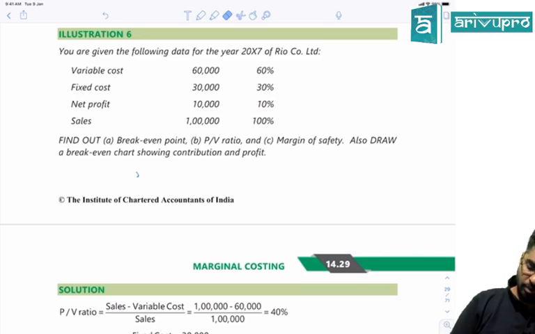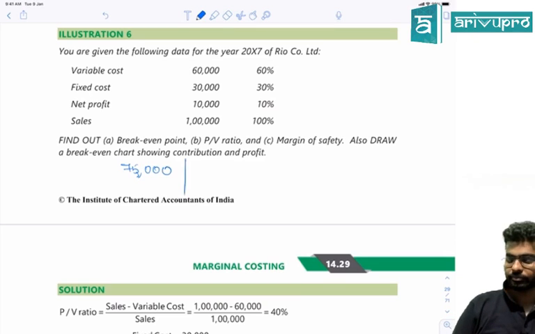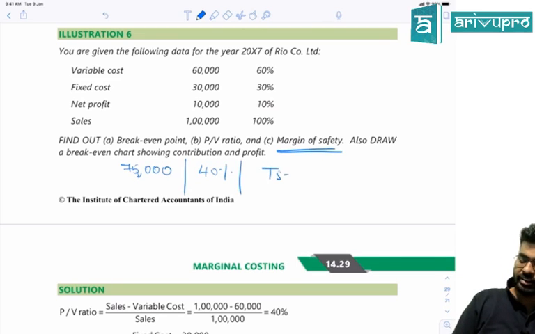Okay. So I found my break even point, 75,000. PV ratio of 40%. What is margin of safety? Thank you, Amo. The margin of safety is what? Total sales minus break even sales, that is 1 lakh minus 75, which is 25,000.